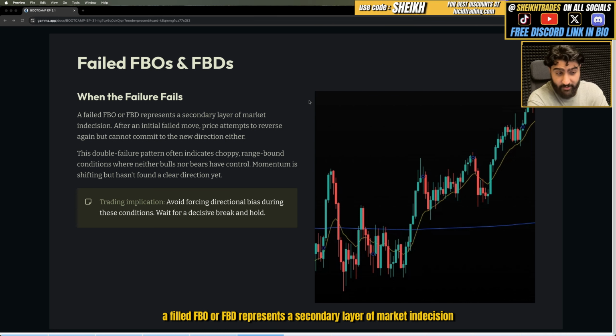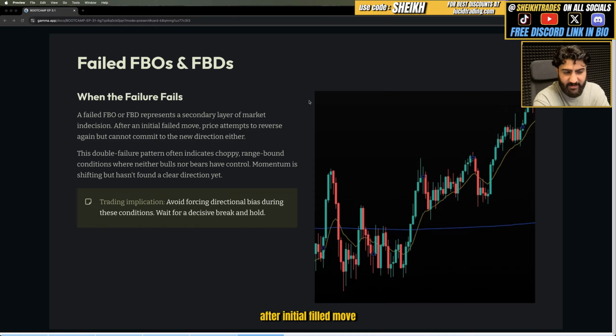A filled FBO or FBD represents a secondary layer of market indecision. After an initial filled move, price attempts to reverse again, but cannot commit to the new direction either. This double failure pattern often indicates choppy range-bound condition where neither bulls nor bears have control. Momentum is shifting, but hasn't found a clear direction yet. Trading implication. Avoid forcing directional bias during these conditions. Wait for a decisive break and hold.